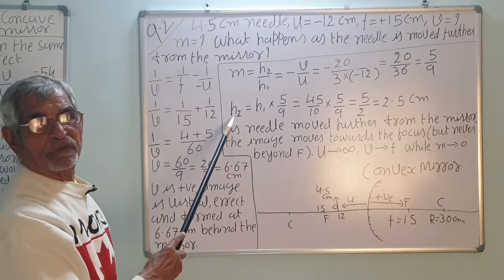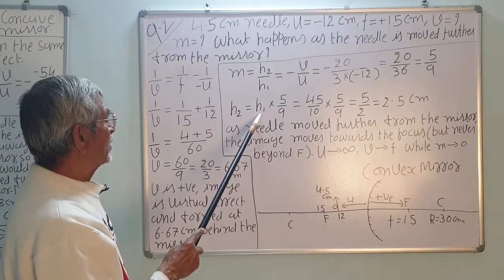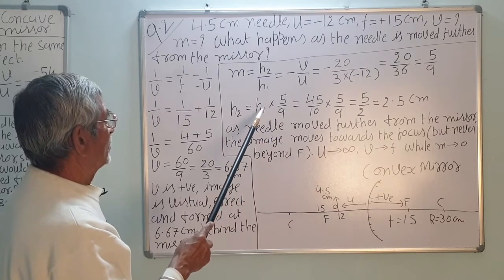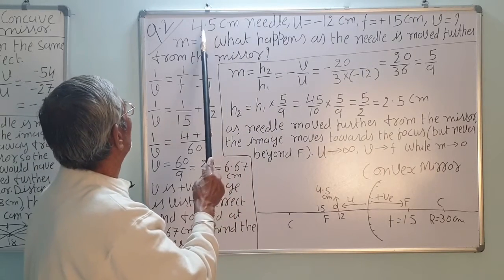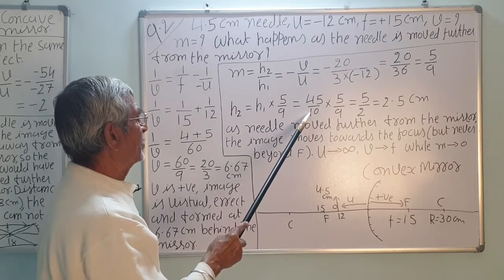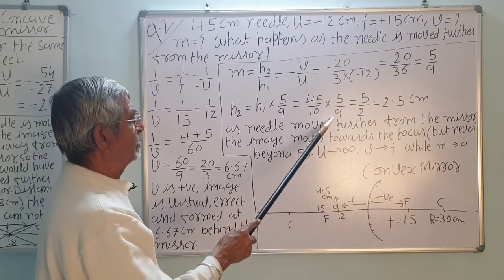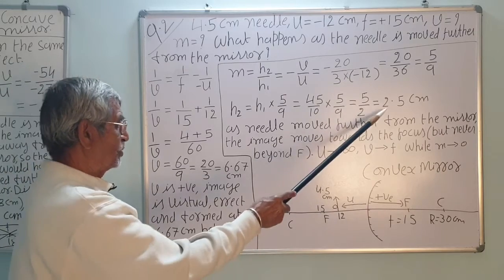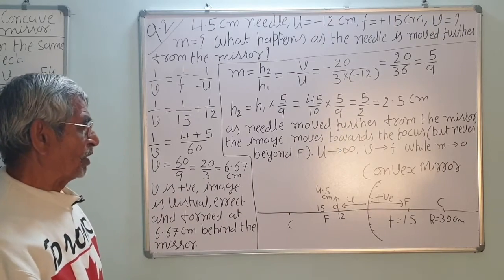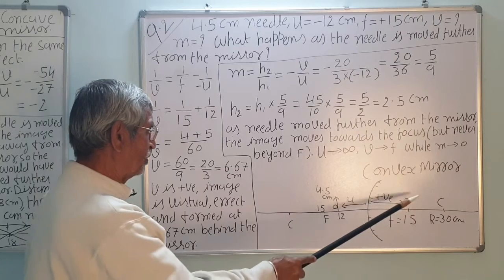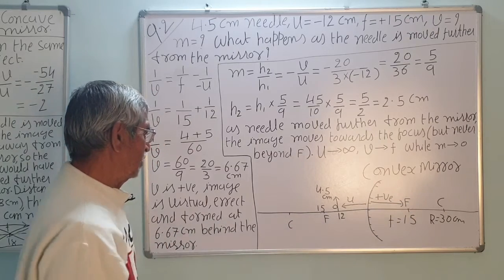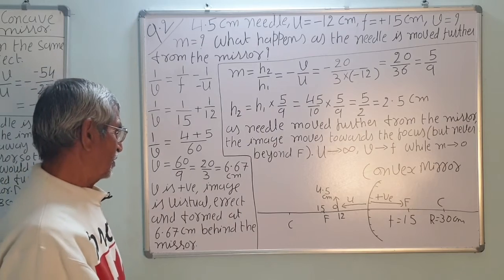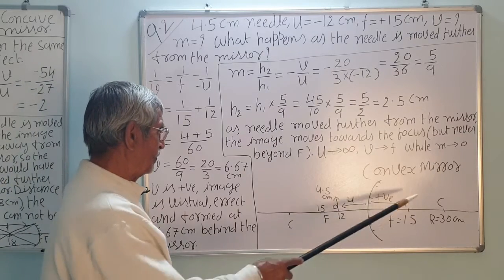So H2 is equal to object size into 5 by 9, that is H1 is 4.5, that is 45 upon 10 into 5 by 9, that is 5 by 2, that is 2.5. You know, the image is smaller. It gives always smaller image and virtual, it is on the right side, this side. It will never give the real image on the left side. It will always give here.